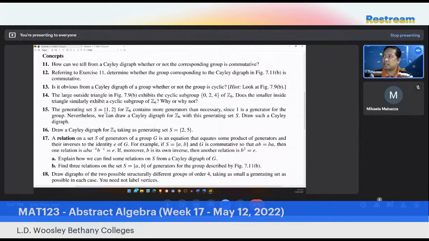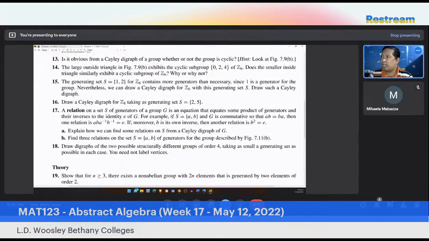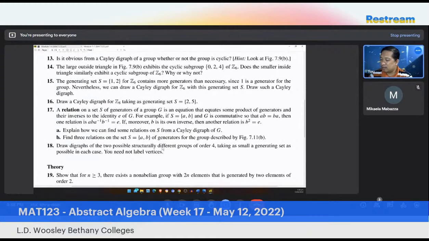Okay. The generating set S equal to 1, 2 for C6 contains more generators than necessary since 1 is a generator for the group. So since the identity element, nevertheless, we can draw a Kylie diagram for C6 with this generating set. Draw such Kylie diagram. Hindi pala pwede mag-drawing dito, no? So anyway, let's keep the problem. Hindi pala pwede mag-drawing. Okay, ganun din sa 18, draw. We cannot do that.